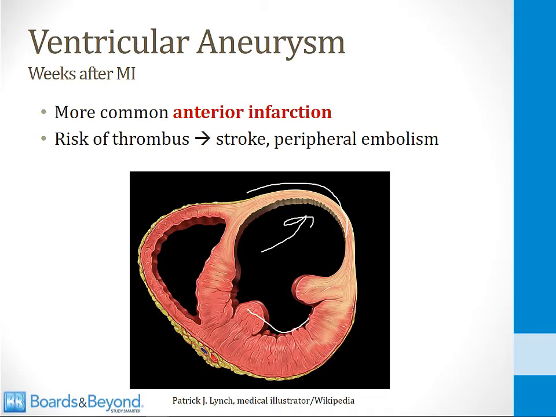In this situation with an aneurysm, blood can develop stasis in this portion right near the aneurysm. That can lead to formation of a thrombus, and many of these patients with ventricular aneurysms develop thrombus, and they're at risk for strokes or peripheral embolism from the thrombus sitting in the aneurysm.